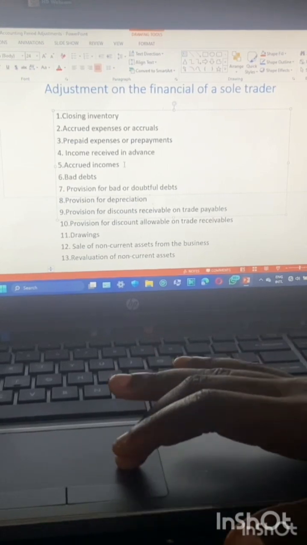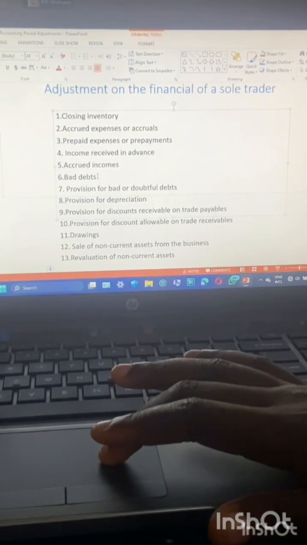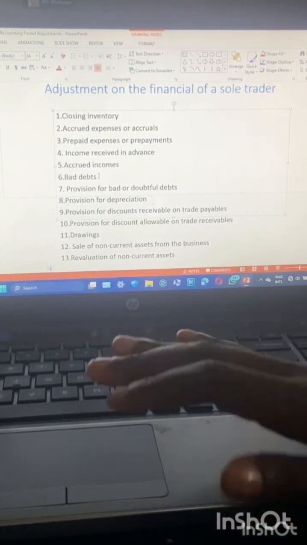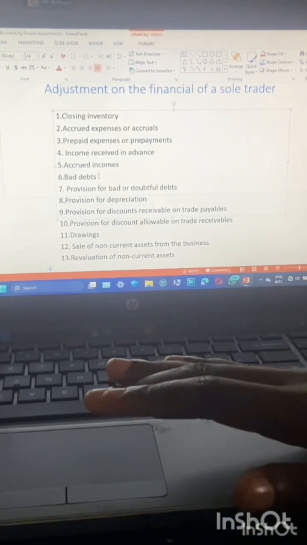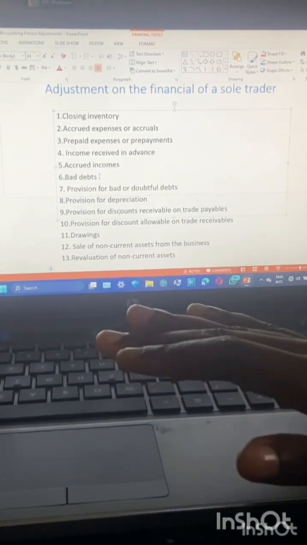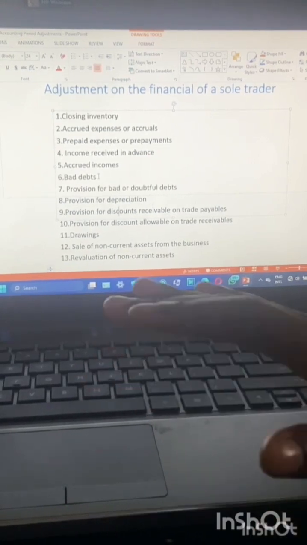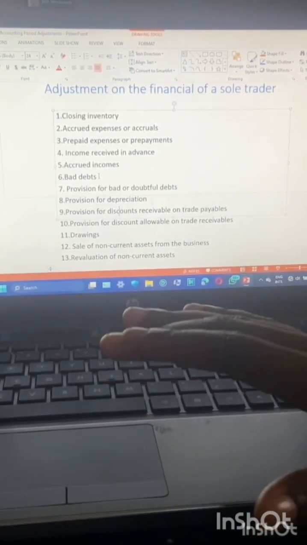Then we have our bad debts. Bad debts are debts that are termed irrecoverable by the business. That is, the business can no longer recover these debts. Sometimes they are called bad or doubtful debts. They are debts that the business has seen that it cannot recover.